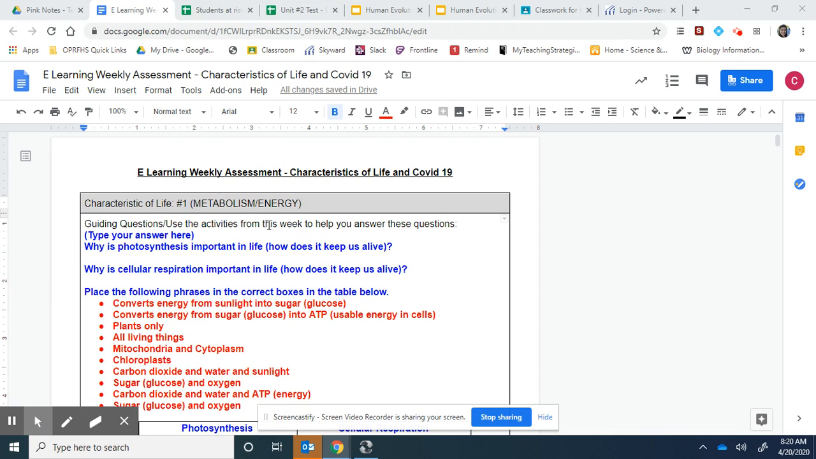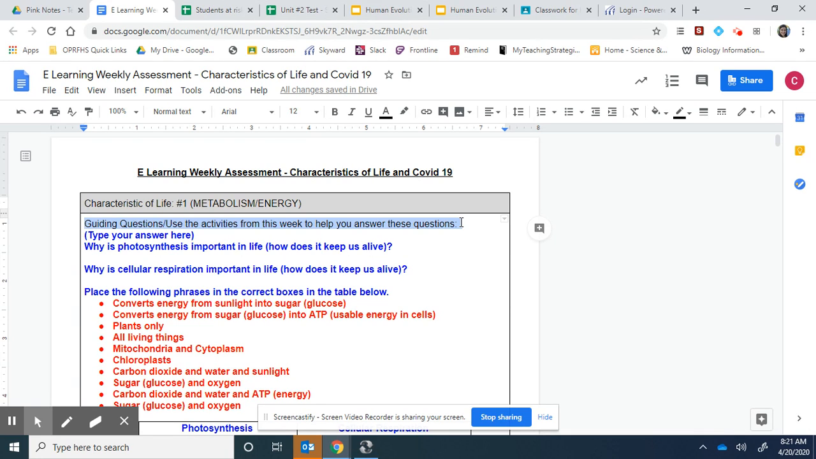So, what you're going to do is today we're going to do pages 1 and 2, just pages 1 and 2 only. We're going to be talking about energy because that's what we talked about all last week. So I'm going to read up here. It says, guiding questions. Use the activities from this week to help you answer these questions. Okay. So that means I'm literally going to have to maybe have my old assignments open to help me complete this assignment.